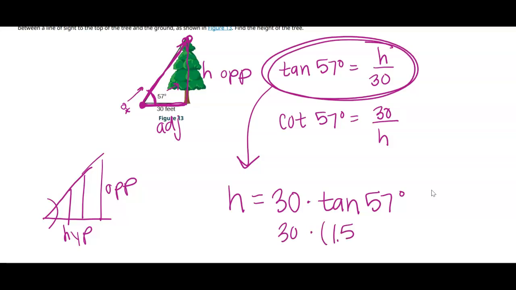So the tangent of 57 is 1.54. And then I'm going to multiply that by 30. So this tree is about 46.2 feet tall.